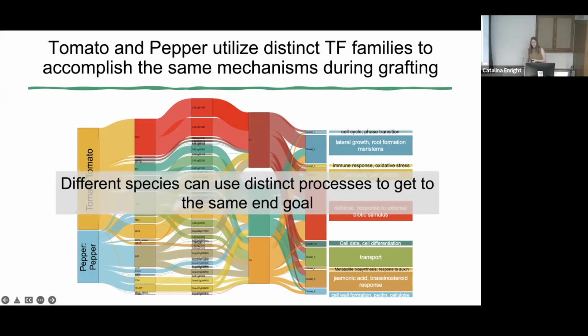So we were able to show that different species can utilize completely distinct genetic pathways to accomplish the same goal, which is grafting. At first this was surprising, but after I thought about it, it made a lot of sense because grafting is not an evolutionarily conserved process. It is humans taking advantage of plants' robust wound response and kind of hijacking that for our intention. So it makes sense that plants would have very diverse ways to handle wounding, and that it's not necessarily conserved in specific genes.